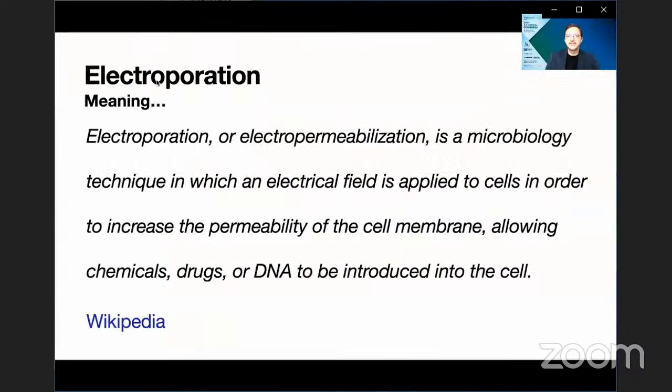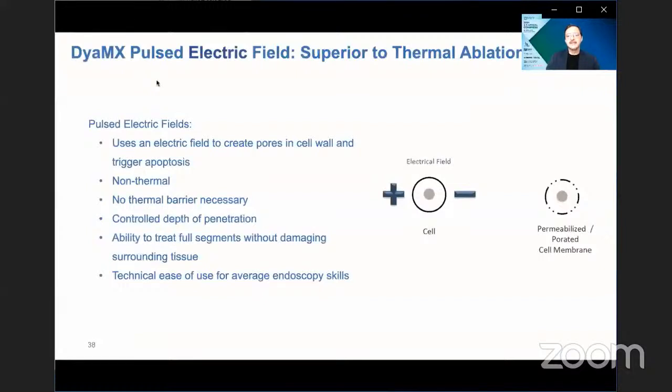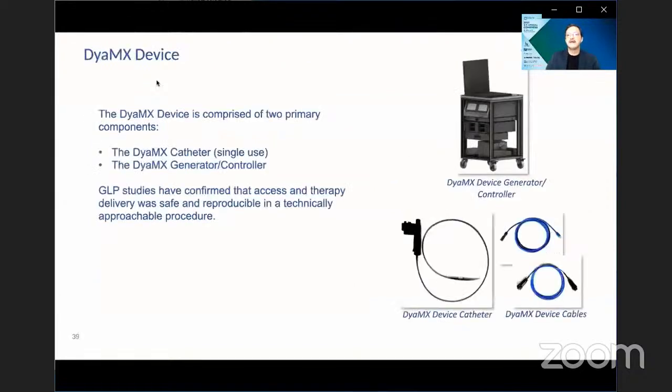That's called electroporation or electropermeabilization. That is a technique where we apply an electric field on the cells in order to increase the permeability of the cell membrane, allowing chemicals, drugs, or DNA to be introduced in the cell, or just to ablate it. So you can see here how it is used. It's supposedly a very simple procedure. The catheter is thin, it's easier to introduce, so they started the study.